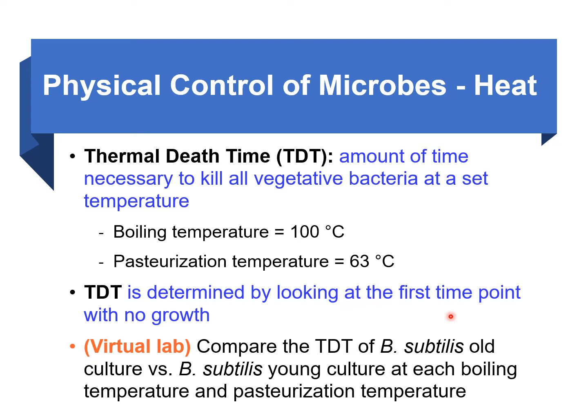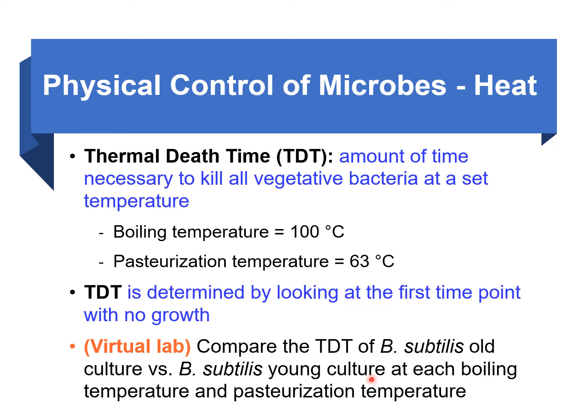So in the virtual lab, you're going to be comparing two bacteria. They're the same species and everything. So B. subtilis, you're going to have an old strain, or basically an old culture, I should say, of it, and you're going to compare it to a young culture. Now, think about why you are looking at an old culture versus a young culture. What is the main difference between the two? Think of which one is going to be producing the endospores. Is it going to be the old culture or the young culture?